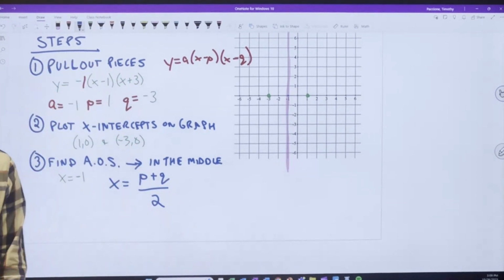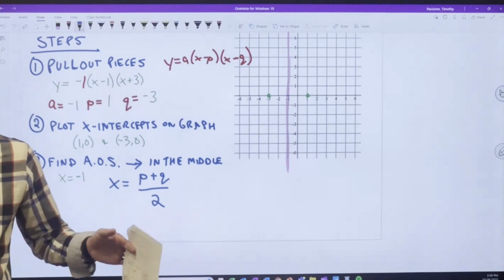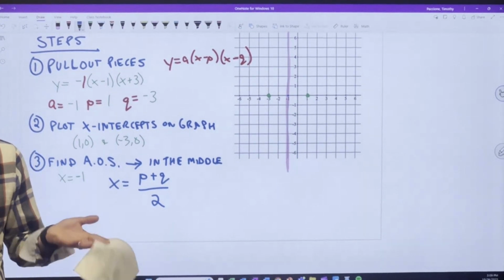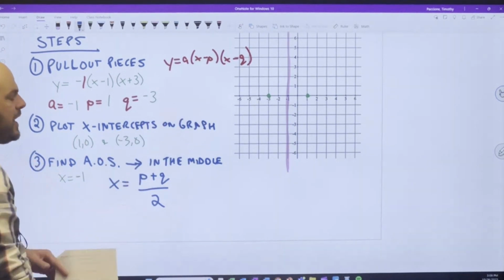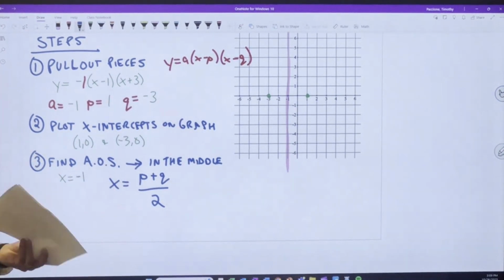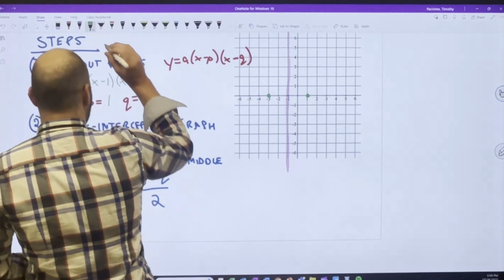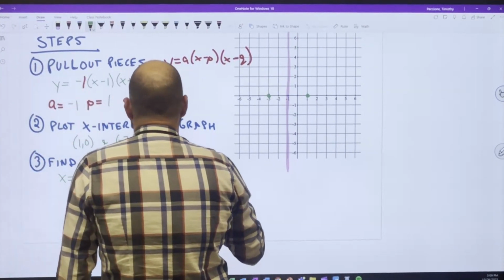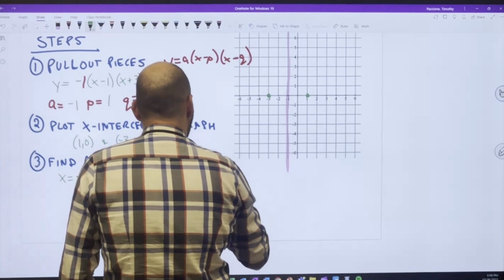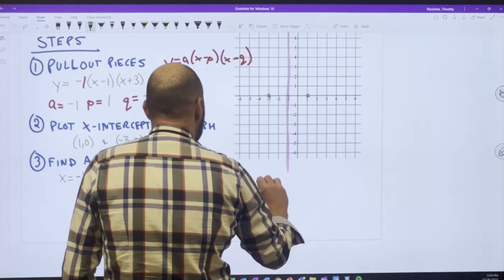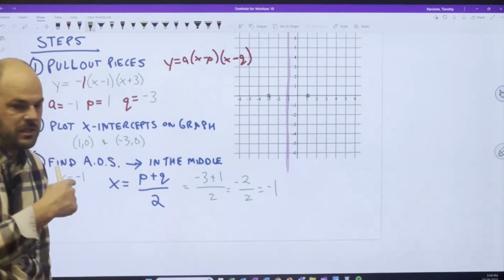Why does that make sense? Well, if you add 2 things together and divide by 2, you're finding their average, and the average is the middle. That's why that formula works. You're just finding that middle spot algebraically. So for us, that would be negative 3 plus 1 divided by 2. That's negative 2 divided by 2. That's negative 1. So it still gives us our value.